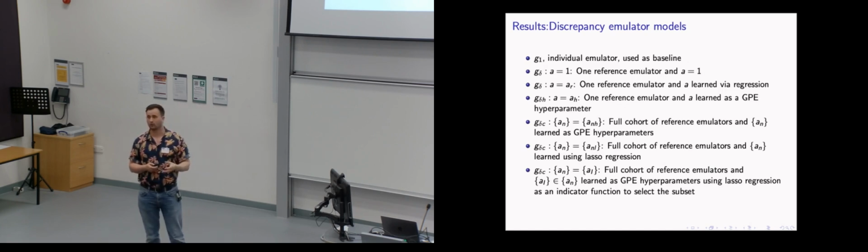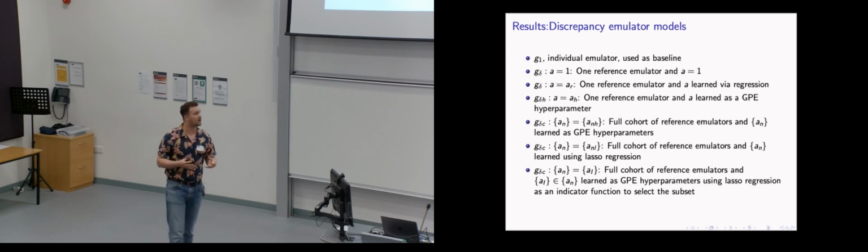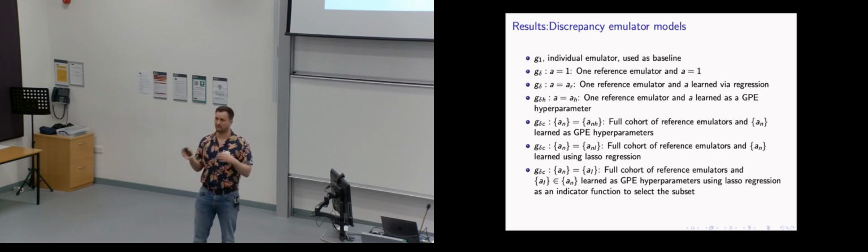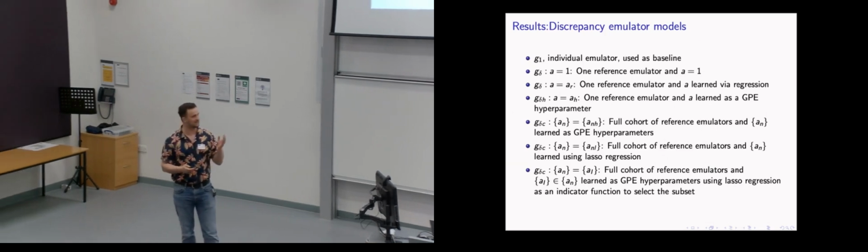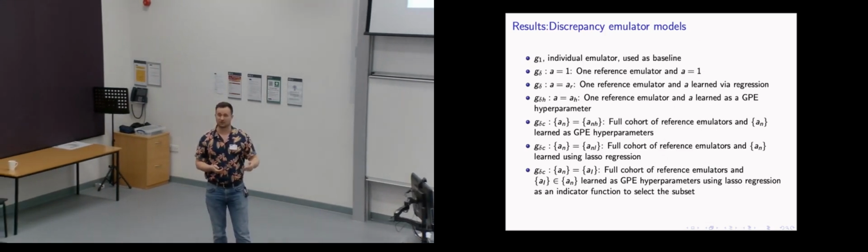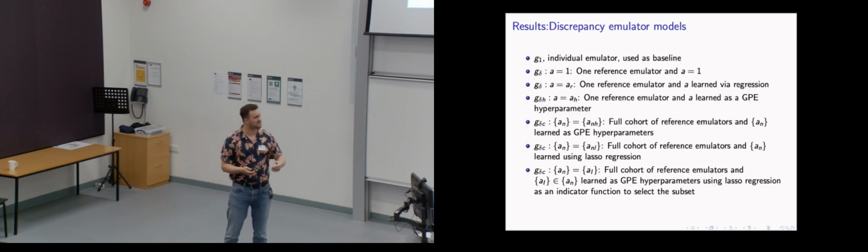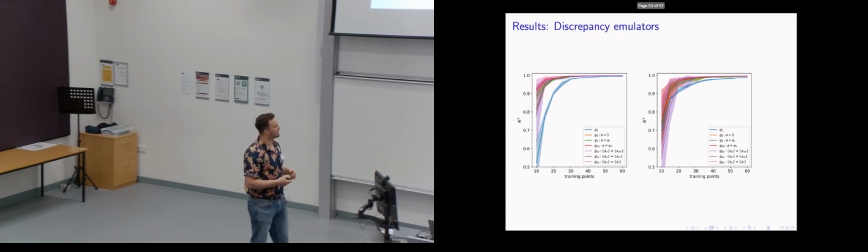Then for the full cohort reference discrepancy emulators, we learned the whole AN set as GPE hyperparameters. Then we learned them via lasso regression. And then finally, we learned them via lasso regression, but then used the output of that as an indicator function to only learn that reduced set as hyperparameters. That's a lot of information very quickly. We're mostly going to end up talking about the last couple because they do best, so don't worry too much. But these are our results.